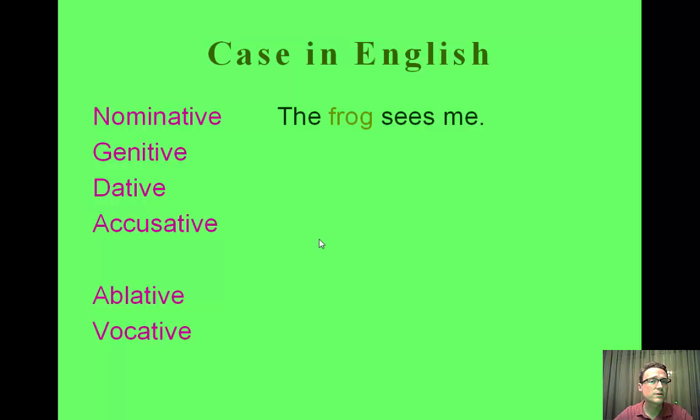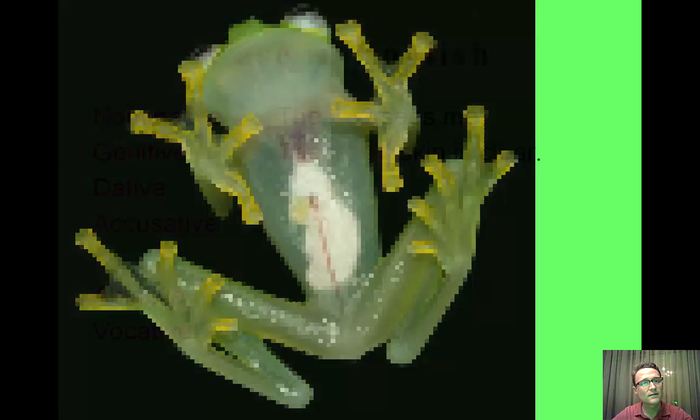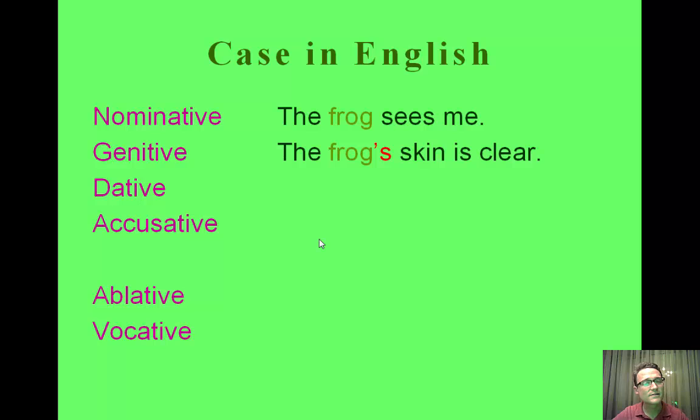Then we have the genitive. Remember, the genitive is used to show possession. So the frog's skin is clear. And you see in this picture that the frog is not completely clear. You can't see all the way through the frog, but the frog's skin is clear. You can see the inner parts of the frog. So we're not saying the frog is clear, but the frog's skin is clear, so the skin belongs to the frog. The skin of the frog is clear.